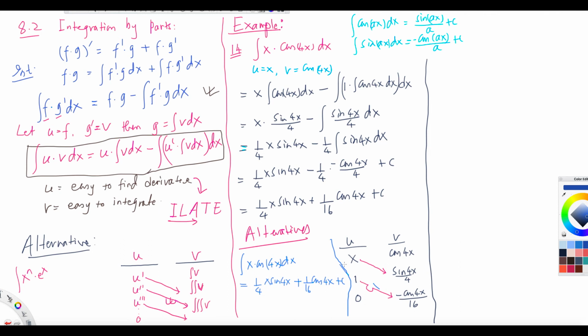But this method is used only if there is a polynomial function there, so that when you find the derivative, it will terminate to 0. Okay, it will terminate to 0. All right. So let me do another example.